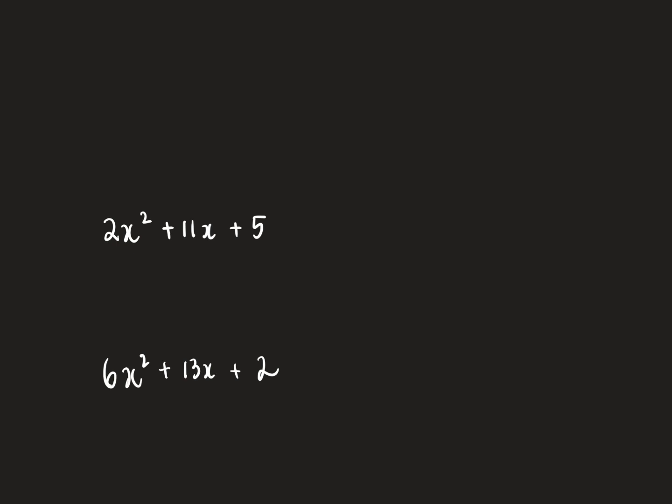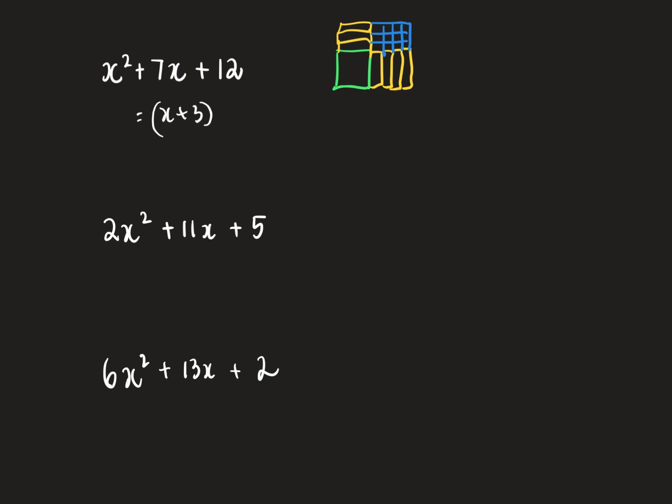Okay, for this first one, I've got x squared, 7x, 1, 2, 3, 4, 5, 6, and 7. And I've got 12 little blue ones. And they all fit in there nicely like that. So that is going to equal x plus 3, lots of x plus 4.